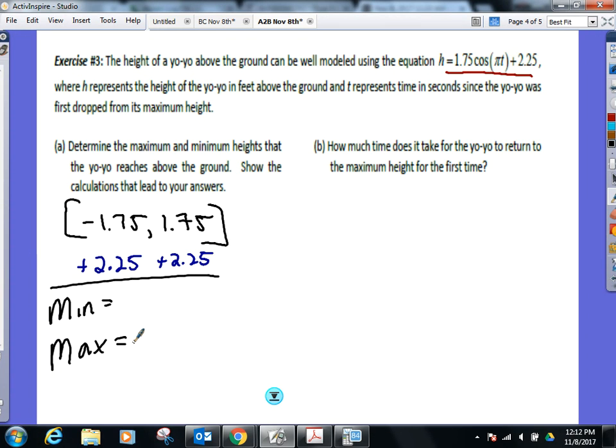Matt, what's your minimum? Oh boy. 0.5, look at you. No calculator needed. How about the max now? 1.75 plus 2.25. It would be 4, yep. 0.5 and 4.